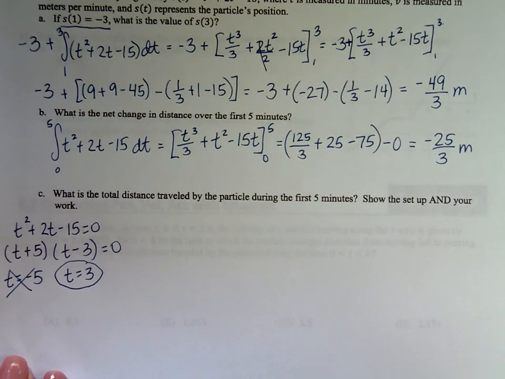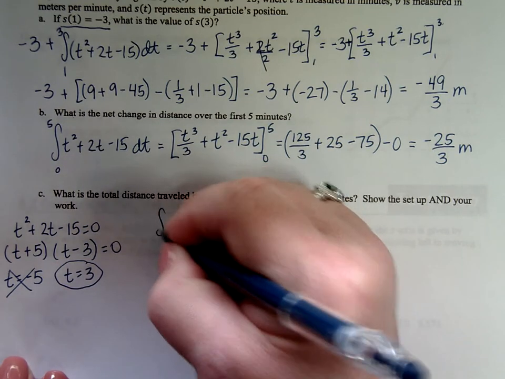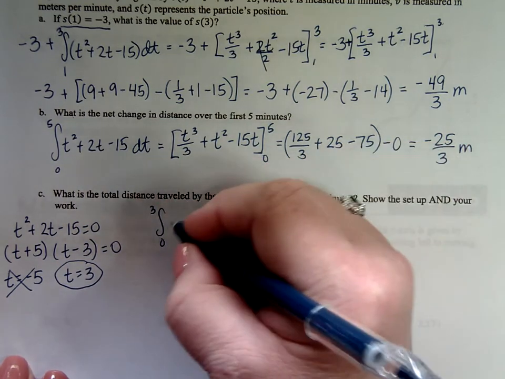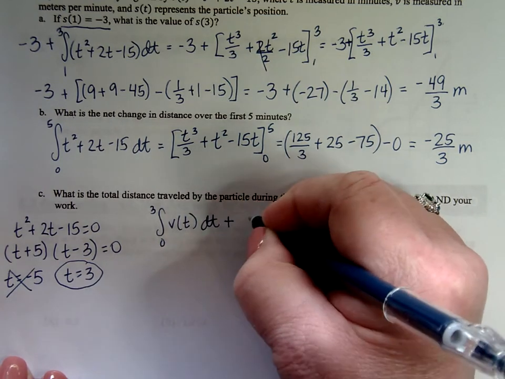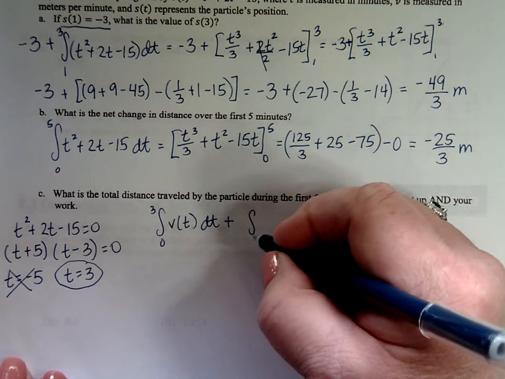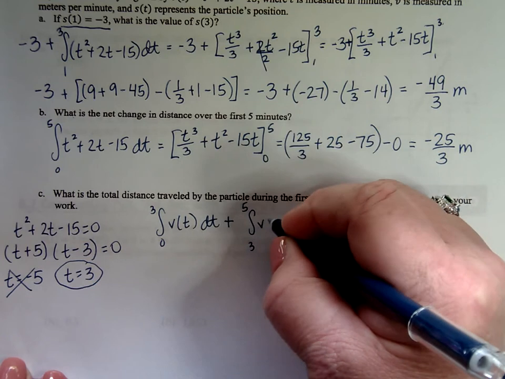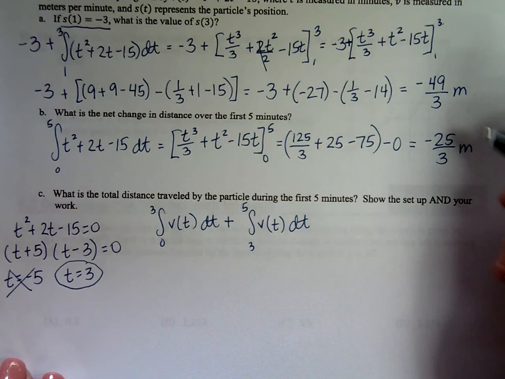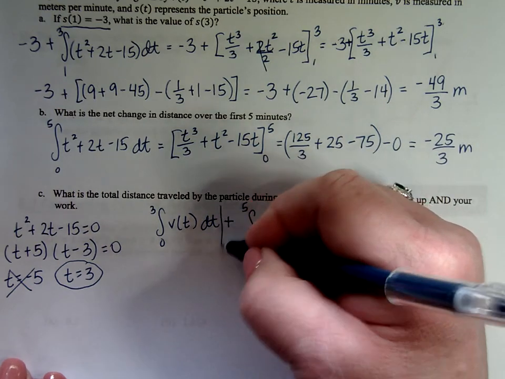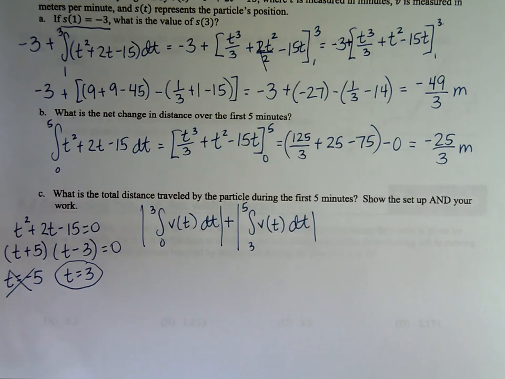So I'm going to take my integrals. The first one is going from 0 to 3, and I'm going to put this as v of t dt. And I'm going to add it with the integral going from 3 to 5. I want to know what it's doing for the first 5 minutes. And when I get these answers, I'm going to take the absolute value of them. So I might put the absolute values on the outside this time. When I get the answer for each of those, I'm going to absolute value them so I can add them together to get the total distance that's traveled with this thing.